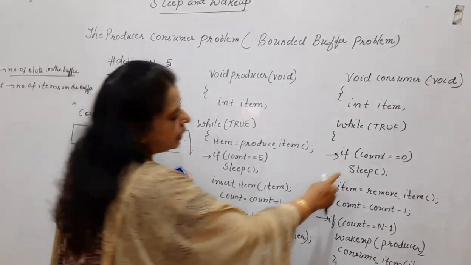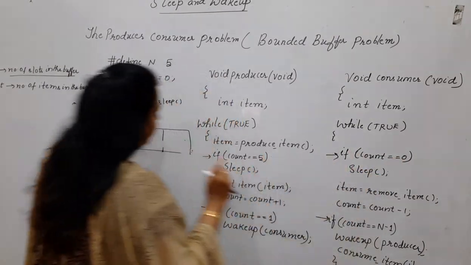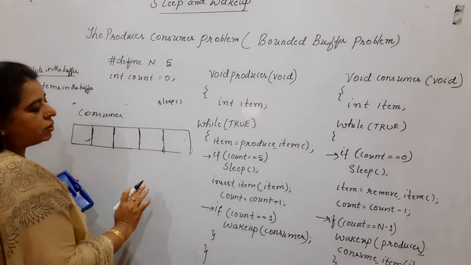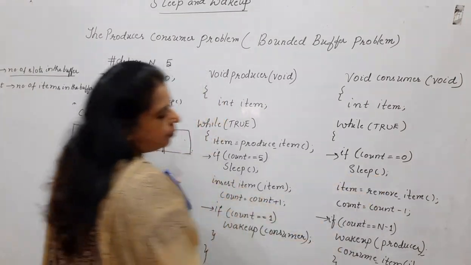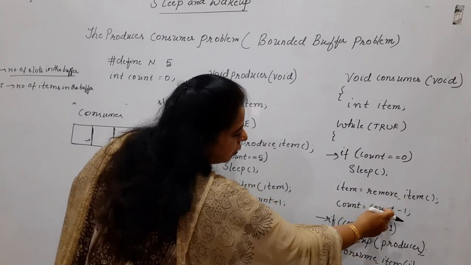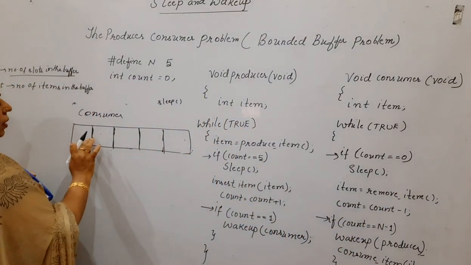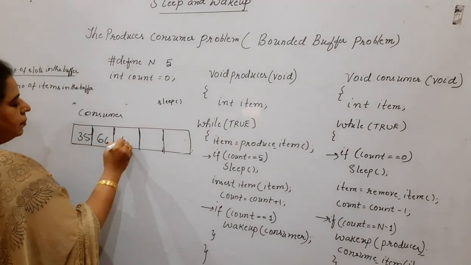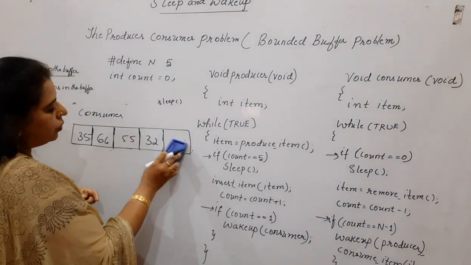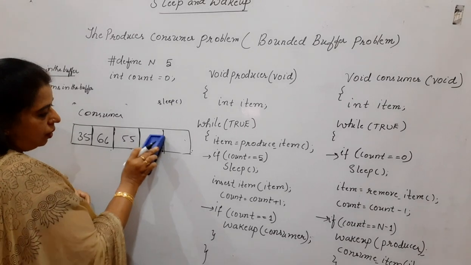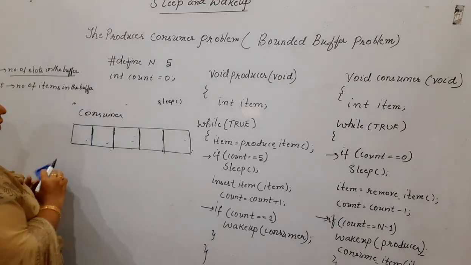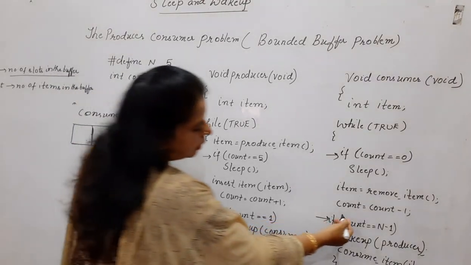Yes, so students, look here, if count is equal to 0, sleep. This is the situation now. The consumer is seeing that there is no item in the buffer, so it will go into the sleep mode. Suppose there are items in the buffer, then it will remove the item: item equal to remove item, count equal to count minus 1. So it will start consuming one item, and count becomes count minus 1 each time. This way it will start removing all the items. So this is what is written here.